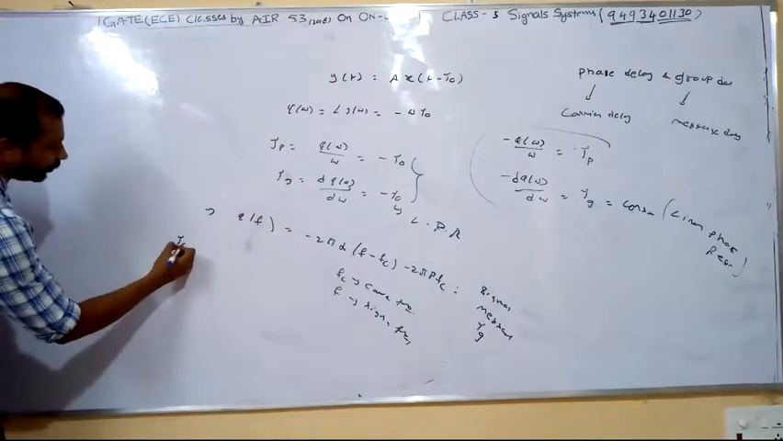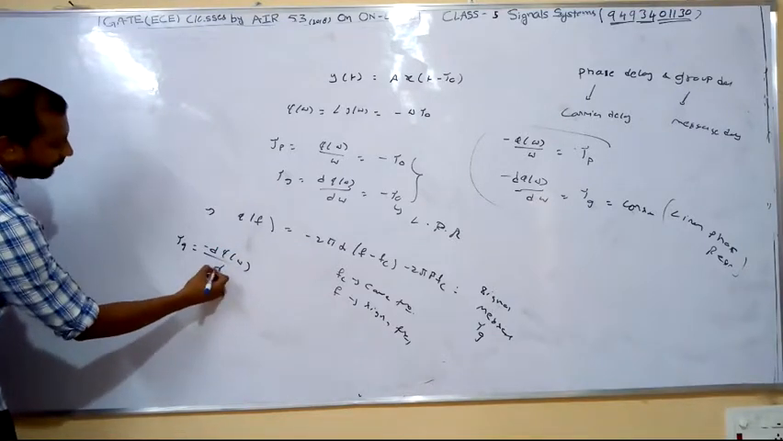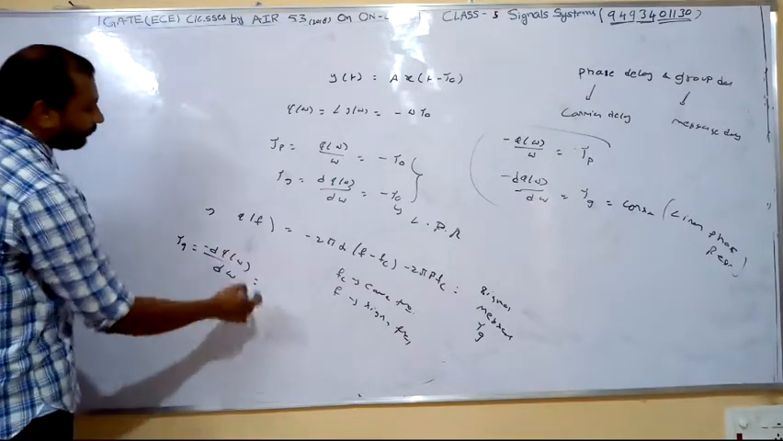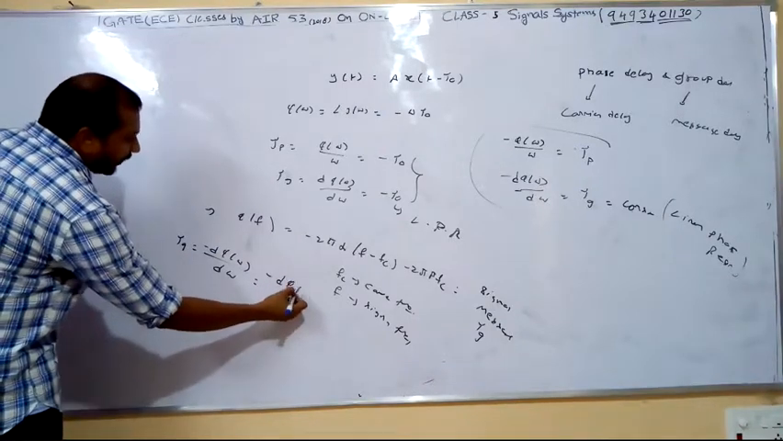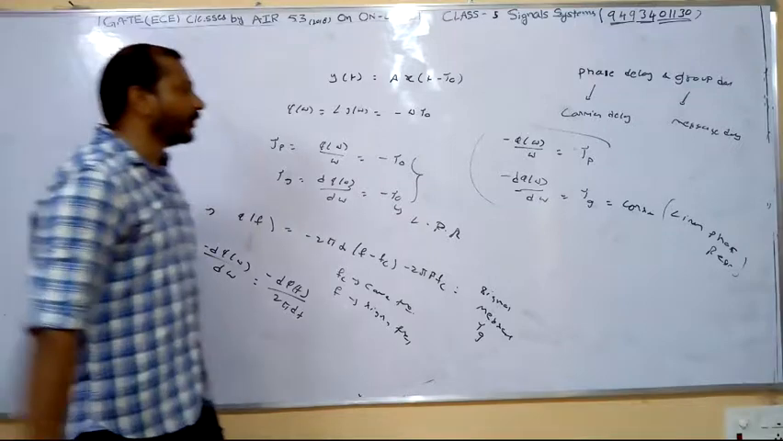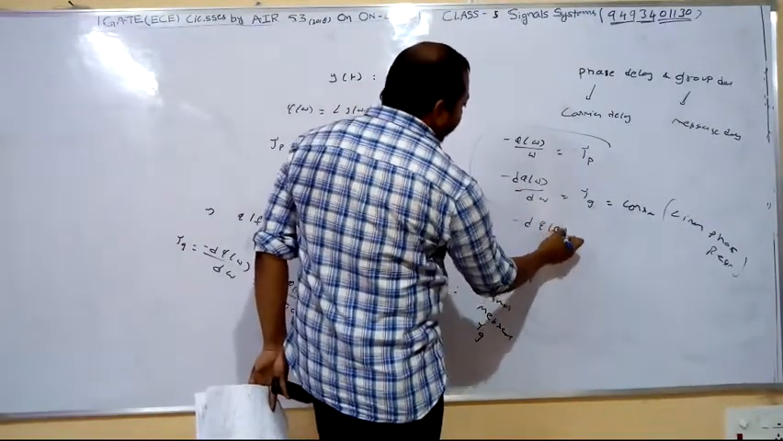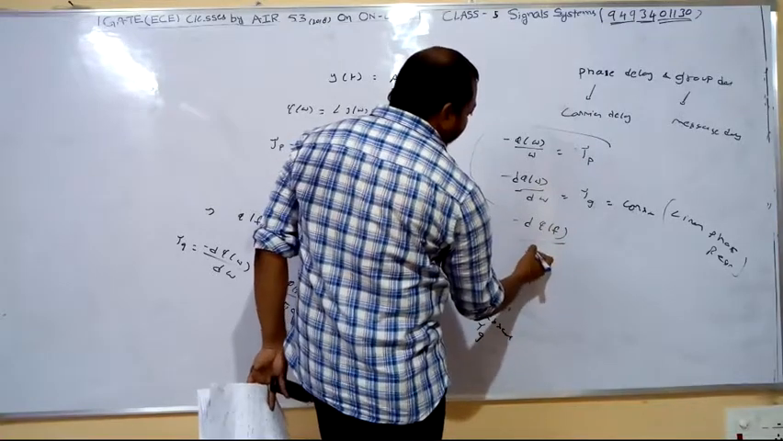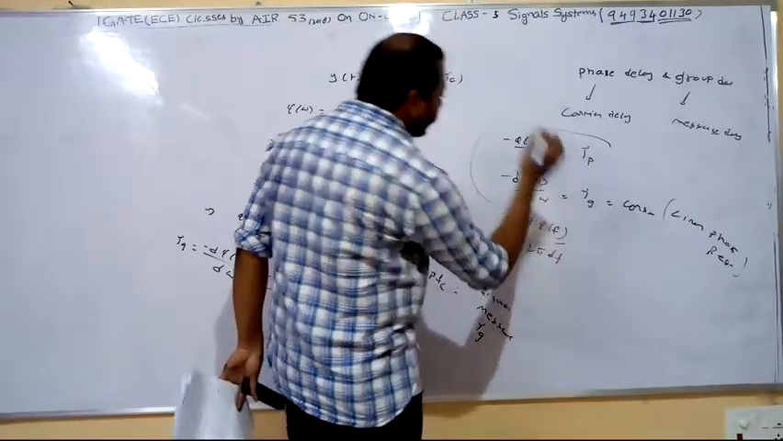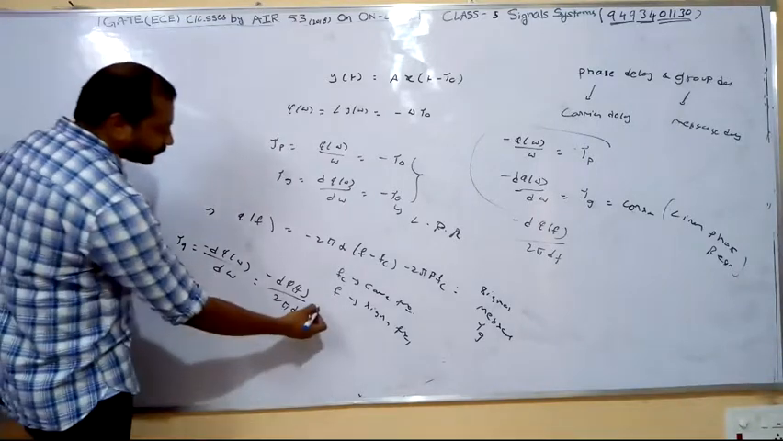This tau g is equal to minus d phi of omega divided by d omega. In terms of frequency, this can be represented as minus d phi of f divided by 2 pi df. Don't consider this in terms of omega. If you consider it from the frequency point of view, it is minus d phi of f divided by 2 pi df. This is your corresponding group delay.